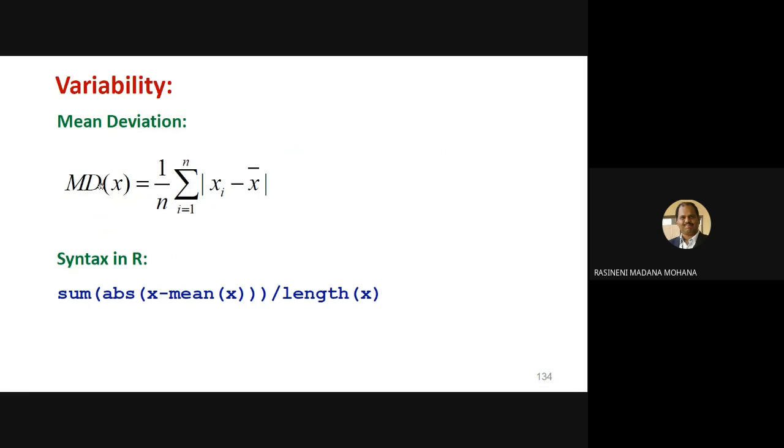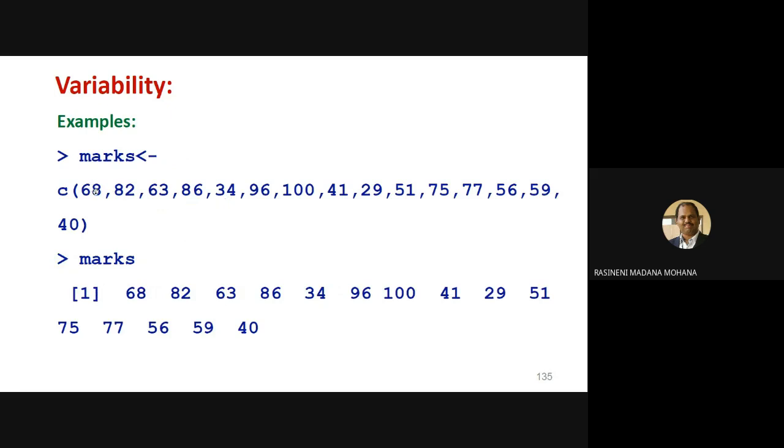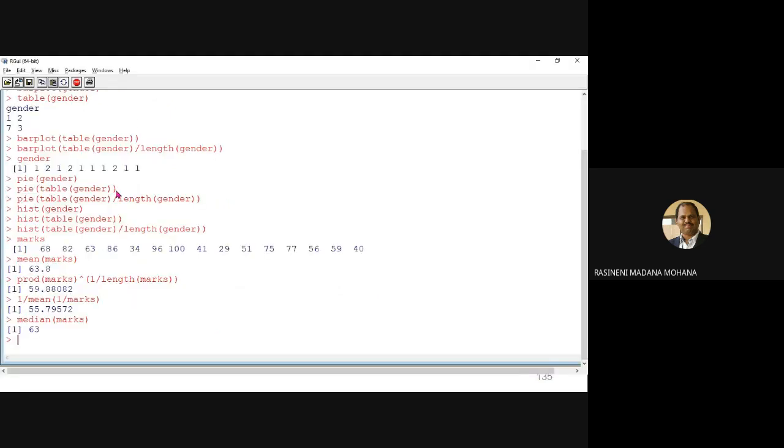Then mean deviation can be calculated using the sum of the absolute value, abs(x minus mean of x), divided by the length of x, using this formula. Now on the same example, let us demonstrate all this.